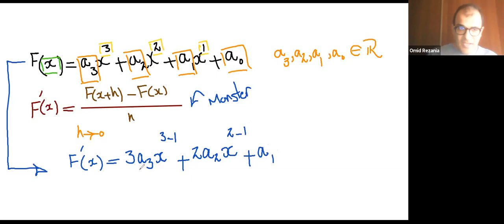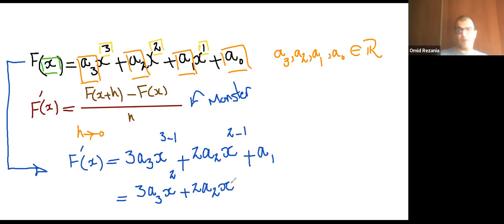And that's going to be the function that you can just solve in order to find the critical points value. I'm just going to simplify that a little. We have 3 times our initial coefficient, x to the power of 2, plus 2 times a2 times x, which is going to be the power 1, 2 minus 1 becomes 1, plus a1. Okay?